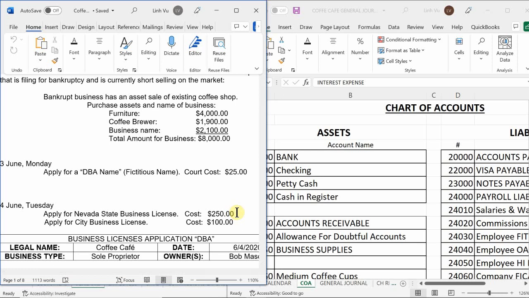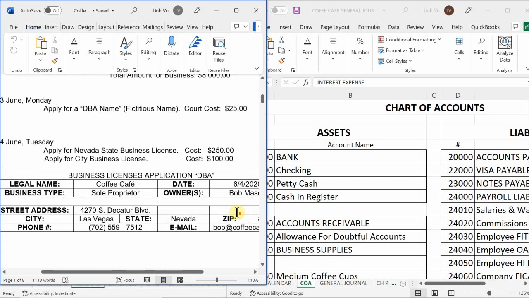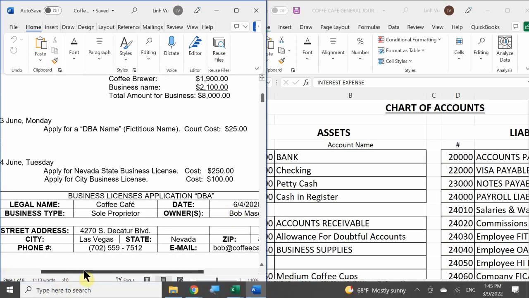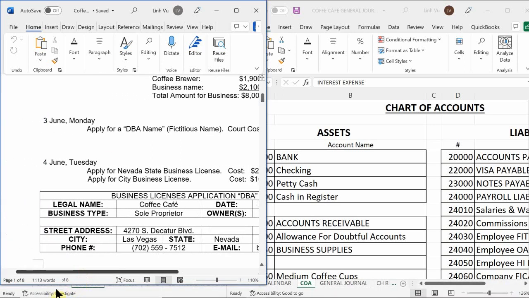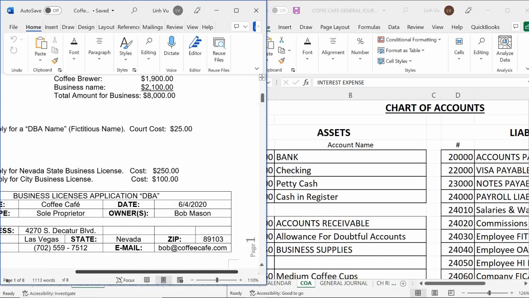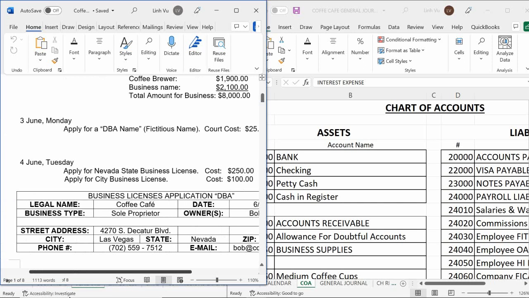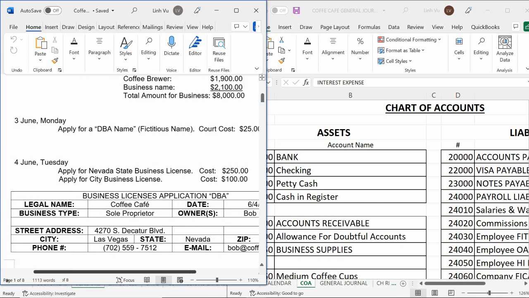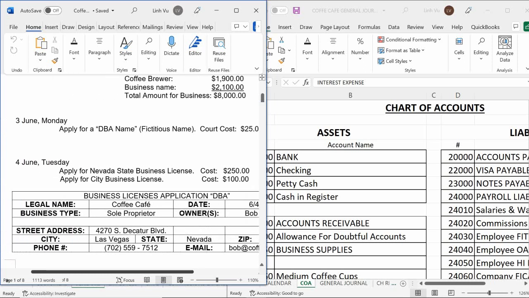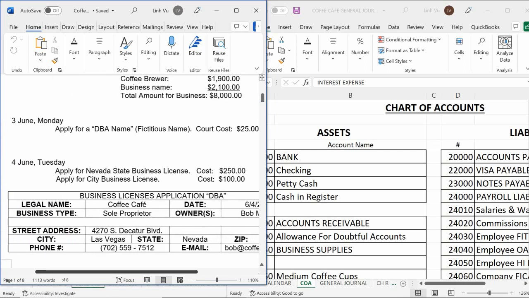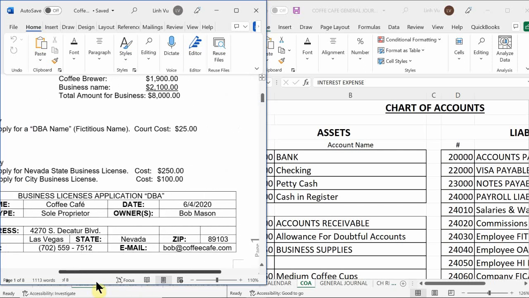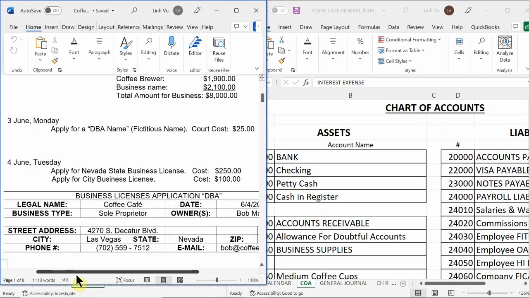So in this case, here is my little application of the information that I posted on here. So here I posted that the name is going to be Coffee Cafe, right? The date that we applied was June 4th, okay? We're going to apply as a sole proprietor, okay? And of course, who's the owner? It's going to be Bob, okay? And then of course, here's Bob's information. Again, his address and his phone number, all that jazz, okay? All right, so that is his business.